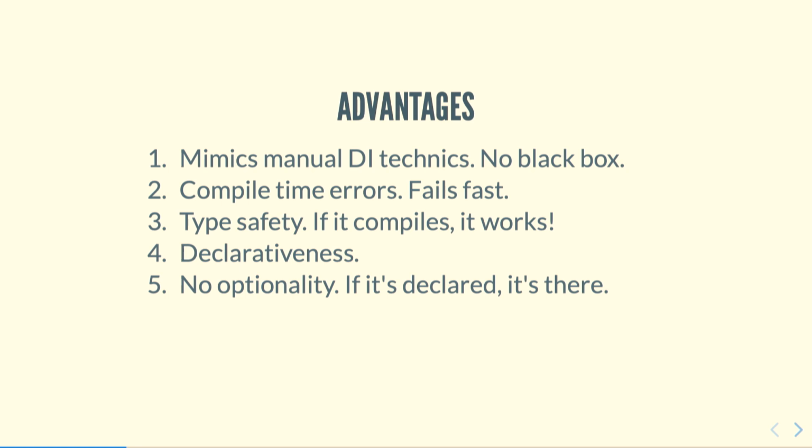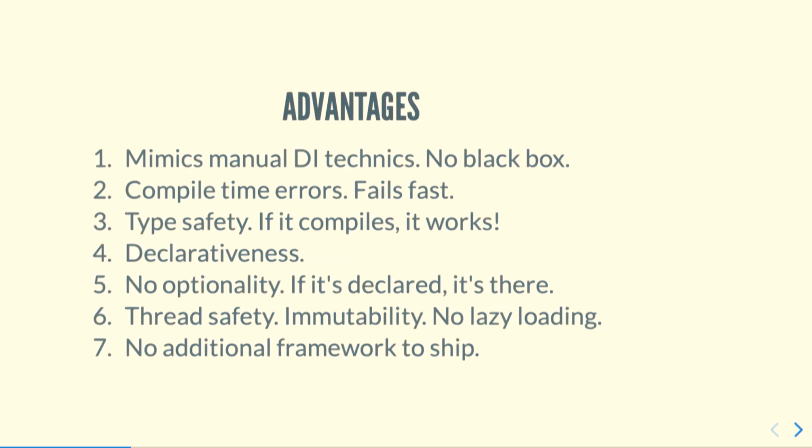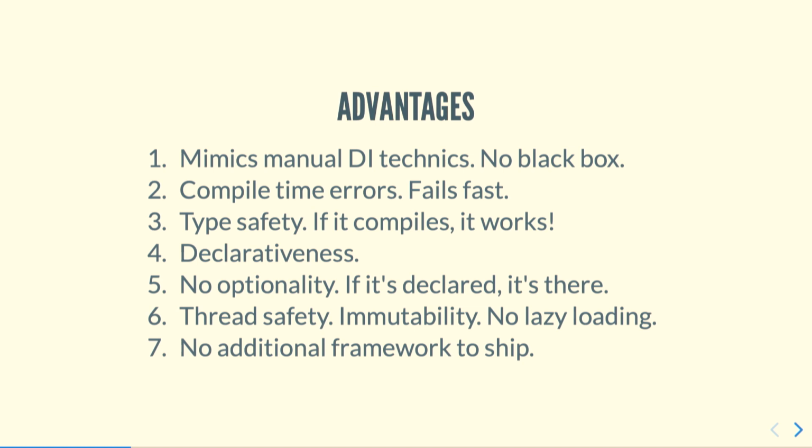Also, all the code that's generated has no optionality, which is what Patrick mentioned as well. When you declare a dependency and you run your code, you know it's there, so you don't have to check or guard or anything like that. And it's entirely thread safe because the containers that Waver generates are totally immutable, and there is no lazy loading. Also, a good point is that there is no framework to ship. You only ship the generated code in the end. So if you want to drop Waver at some point and stop generating the code, you can.